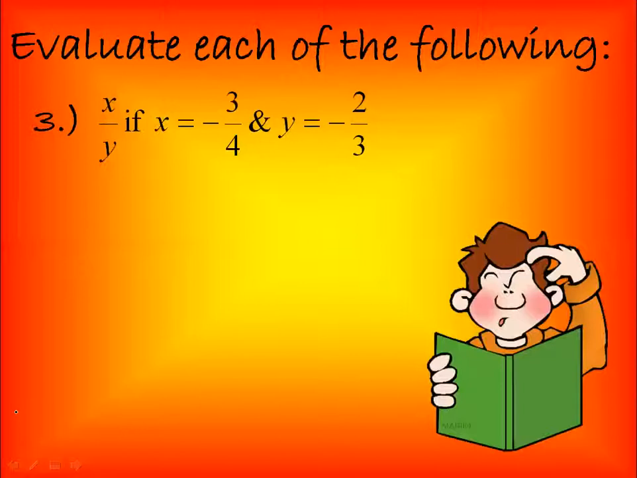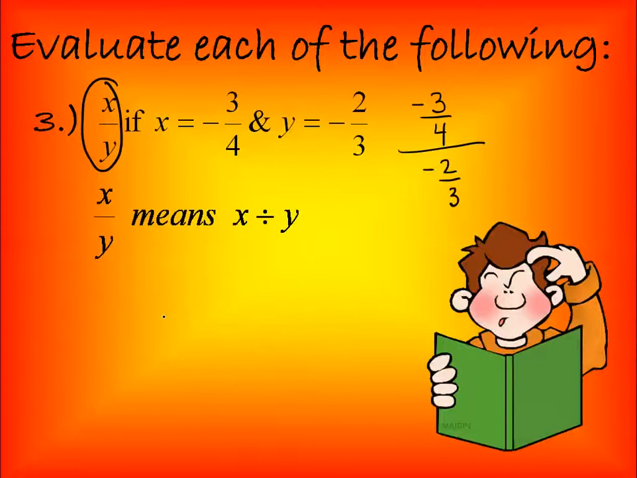Now we have one final example to look at together. This looks like it could be a little confusing because I have x over y, and both x and y are fractions. If I were to write these the way it is written, I would write x over y. So we have a fraction built within a fraction. But remember, x over y simply means x is divided by y. So a better way to write this might be negative 3/4 divided by negative 2/3.